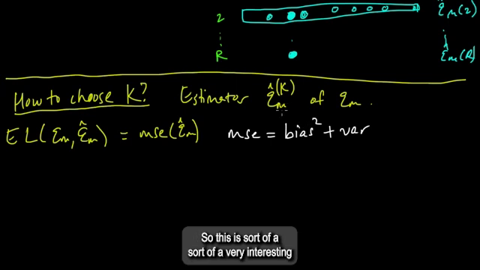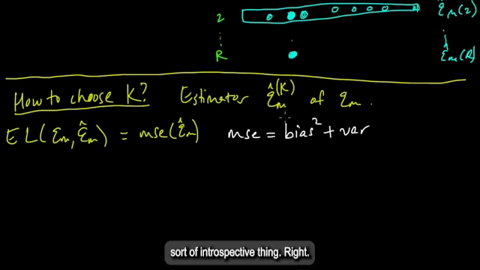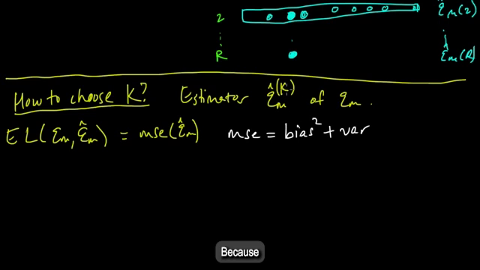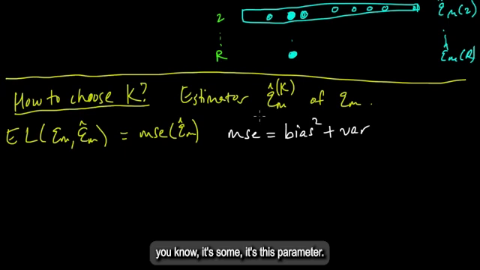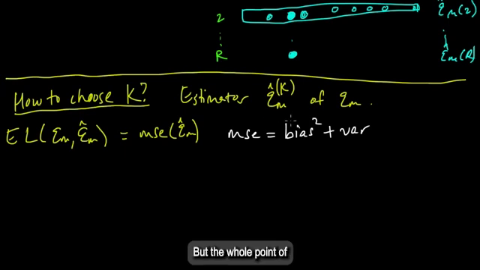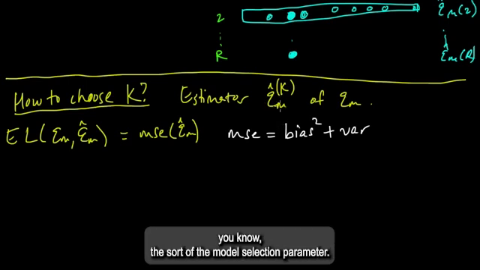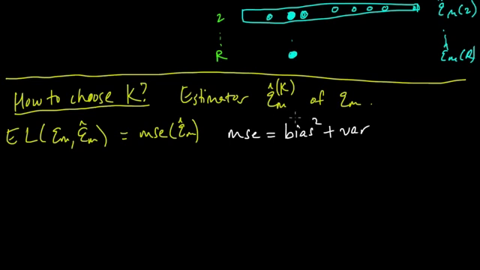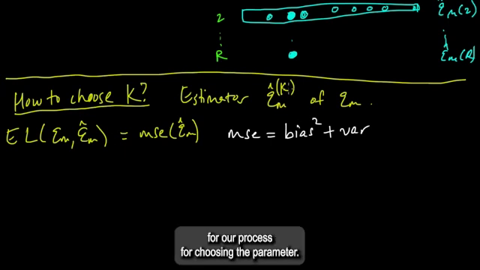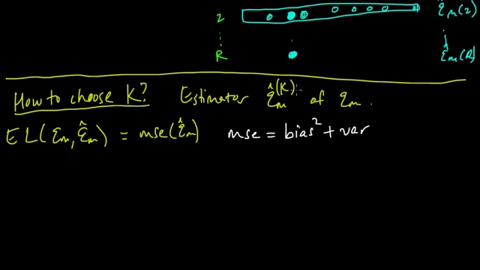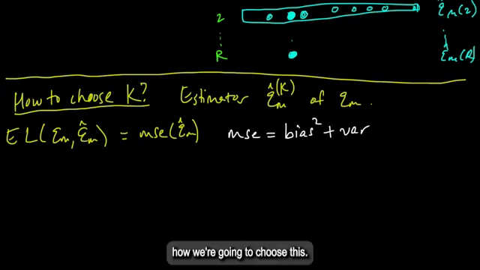In some sense, this is a very interesting introspective thing, right? Because we need to choose a good value of k, and each different k is this parameter, but the whole point of doing cross-validation in the first place was to choose a parameter m, the model selection parameter. So in the process of choosing a model selection parameter, we need to choose a parameter for our process for choosing the parameter.